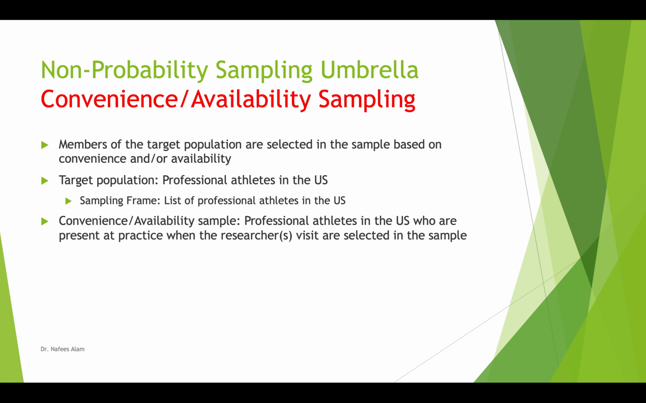This is when members of the target population are selected in the sample based on convenience or based on availability. Again, target population, professional athletes in the United States, and then the sampling frame being the list of professional athletes in the United States. In convenience or availability sampling, you'd see professional athletes in the US who are present at practice when the researchers are visiting that are selected as part of the sample.